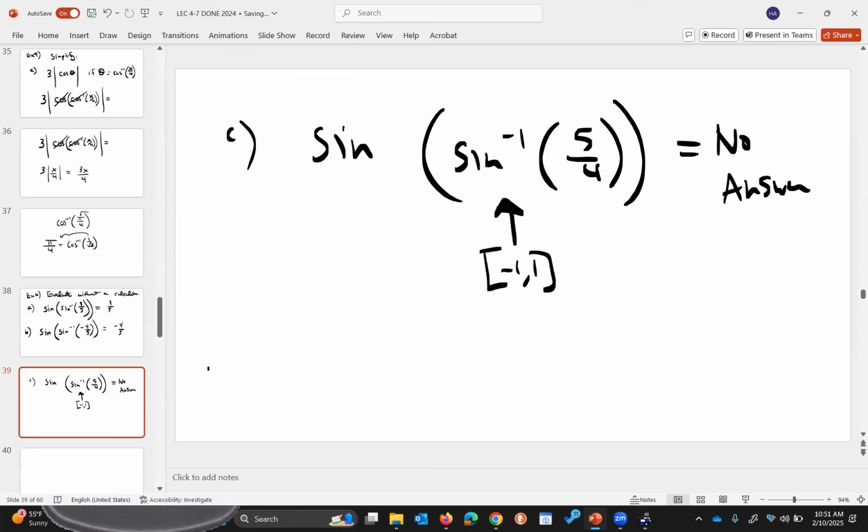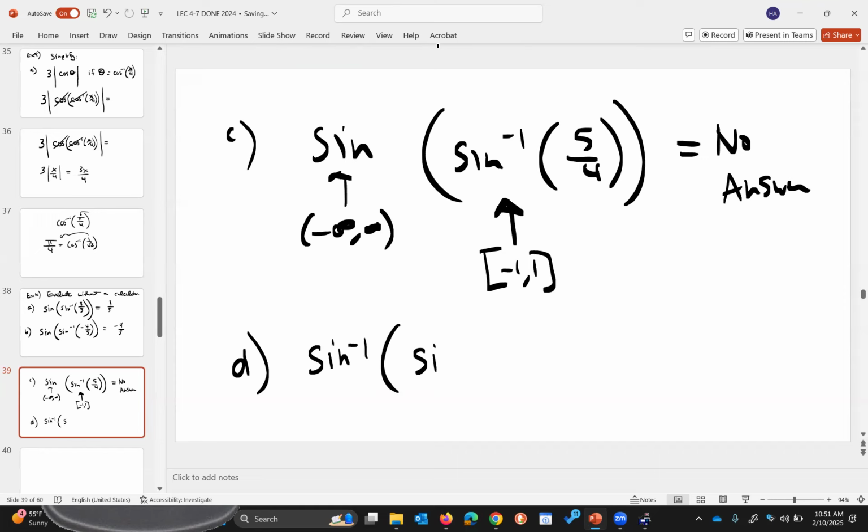Now for the sine function, any domain issue for sine? No. Sine goes from negative infinity to positive infinity. You can plug in whatever you like into that, right? So now let's go the other way: sine inverse of sine. Now you can do the same thing with cosine, right?